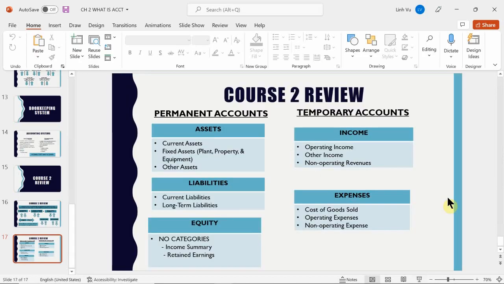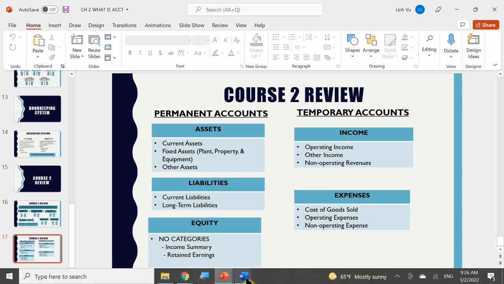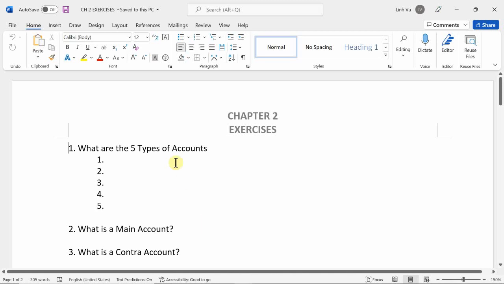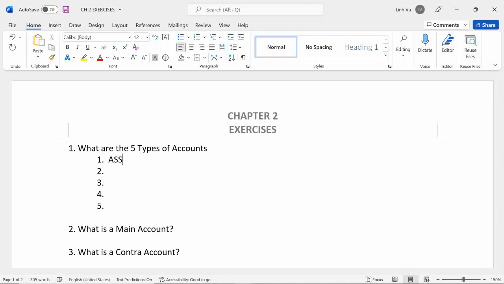All right. Any questions in regards to chapter 2? No. All right, let's go ahead and do the exercise. Chapter 2, okay? What are the 5 types of accounts? Assets, liability, equity, revenue, expense. Good.